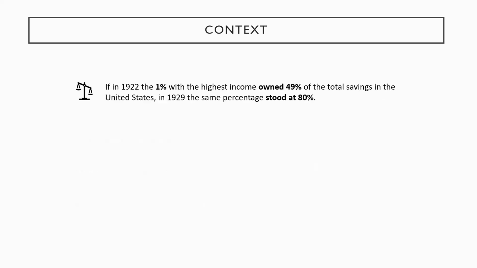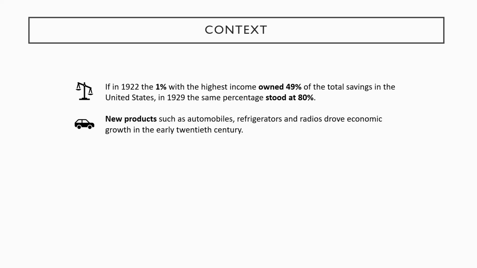If in 1922 the 1% with the highest income owned 49% of the total savings in the United States, in 1929 the same percentage stood at 80%. New products such as automobiles, refrigerators, and radios drove economic growth in the early 20th century. However, the strong inequalities that worsened during the 1920s led to limited demand for these products, with spending supported thanks to the expansion of credit.